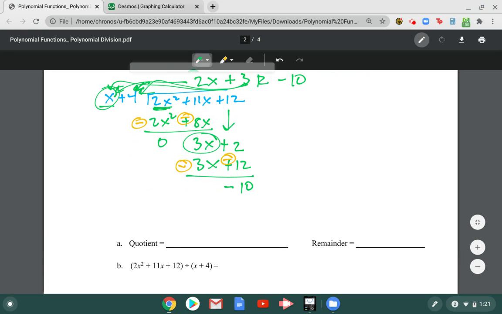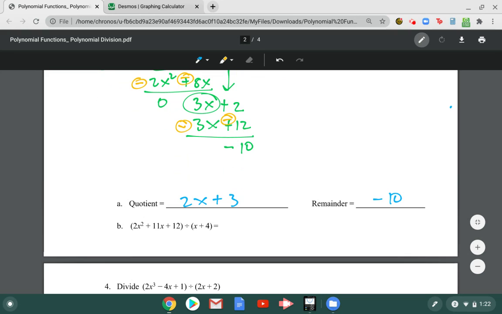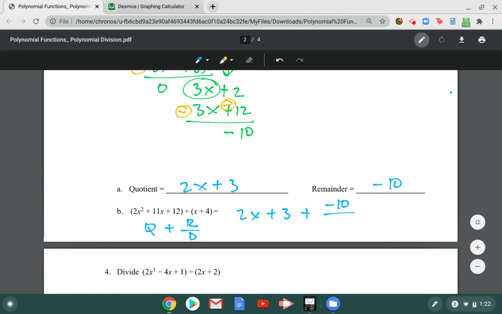Okay, here comes the answer. So the quotient is the value on top of the division bar. So that's going to be 2x plus 3. My remainder is negative 10. Next, I want to write it in the form quotient plus remainder over divisor. So that's going to be 2x plus 3 plus remainder of negative 10 over my divisor, which was x plus 4.